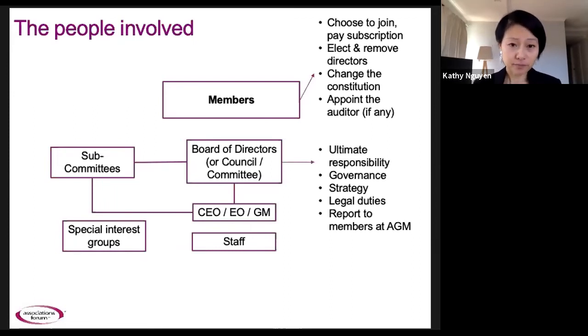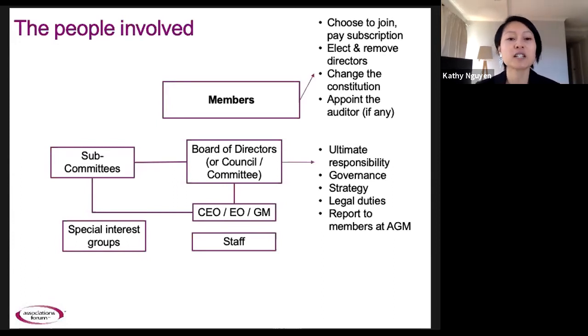Now, with members, their role is they can choose to join or not, and if they join, they pay the subscription. They can elect and remove directors. They can change the constitution, and they appoint the auditor if required. So the members' role, while important day to day in a governance capacity, is limited, but they have ultimate reserve powers in that if they're not happy with what the board is doing, they can either not re-elect those directors, or in extreme circumstances, they can call a general meeting to remove a director or the directors. And the Constitution being the governing document, only the members can change the Constitution.